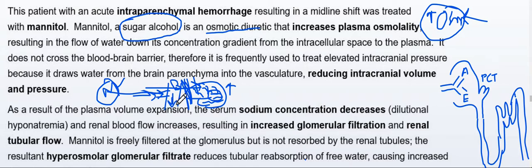When it stays in the vessel, it causes an increase in the osmolarity of the blood. What is that actually leading to? It leads to transfer of fluid toward the blood vessel. By increasing the osmolality of the blood, it causes a shift of fluid from the brain toward the blood vessel. So it first increases the plasma osmolality, which causes the movement of fluid toward the vessel, ultimately lowering the intracranial volume and lowering the intracranial pressure.